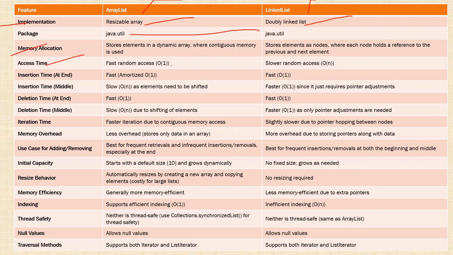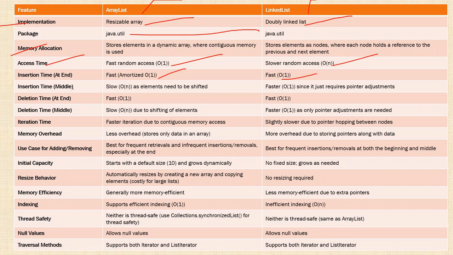Access time: order of one for fast random access, and order of n for slow random access. Insertion time at the end: if you insert at the end with an array list, it will take order of one, and for a linked list, if you insert at the end, it is the same, order of one. So for insertion at the last, the time complexity is the same for both array list and linked list.